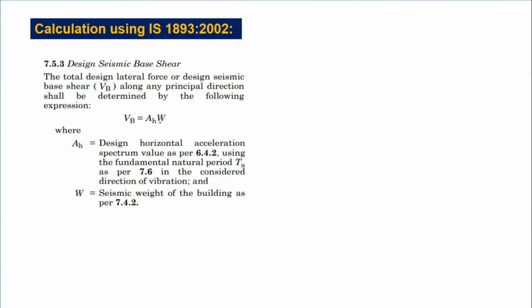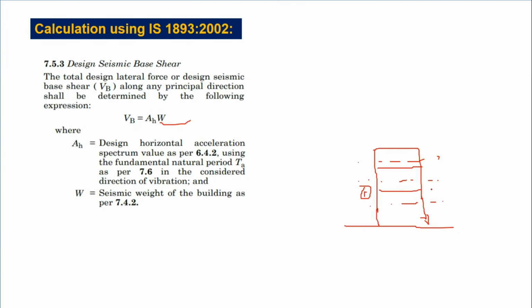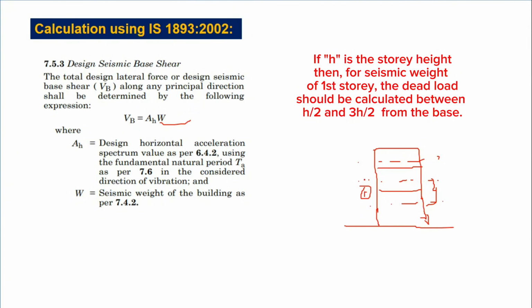And now we have to calculate the seismic weight of the building, and to calculate that, let us consider a simple 3-story building. To find the seismic weight of the structure at each floor we have to consider it like this. So for the first story the dead load will be between these two height levels.